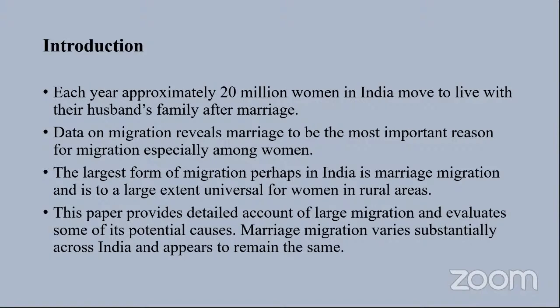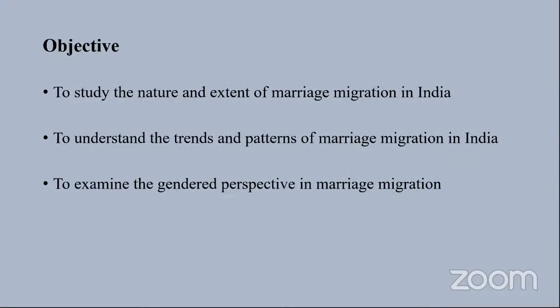Each year, approximately 20 million women in India move to live with their husbands, and this leads to marriage migration. Data on migration reveals marriage is one of the most important reasons for migration, and it is the largest form of migration within the country, especially in the rural areas. The objectives of the study are to study the nature and extent of marriage migration in India, to understand the trends and patterns of marriage migration in India, and to examine the gendered perspectives in marriage migration.